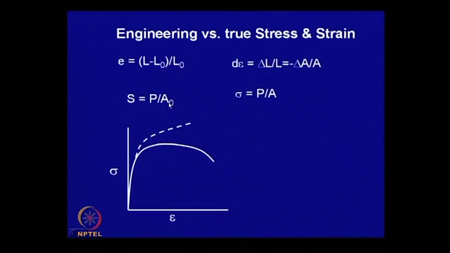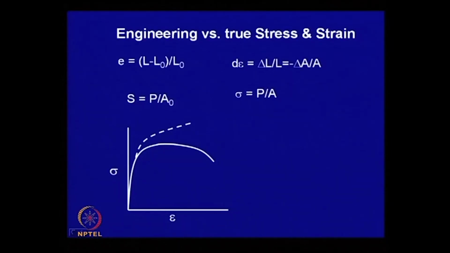and this area is the original area. As against this, it is possible to define true strain as change in length over instantaneous length. Similarly, you can define true stress as load over instantaneous area. In that case, it is simple mathematics. If you integrate this, you will get a relationship between true strain and engineering strain.